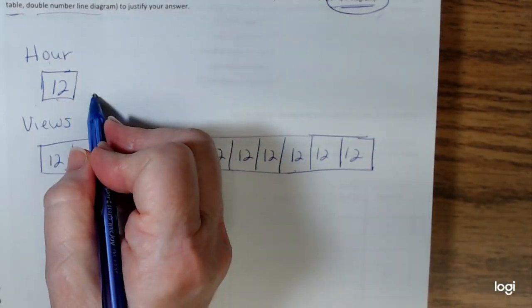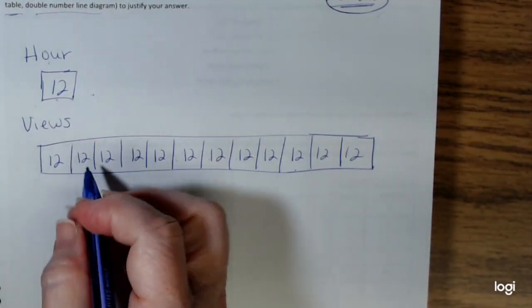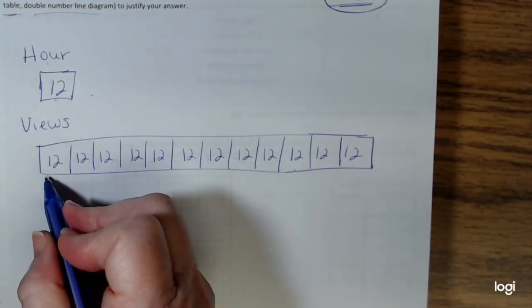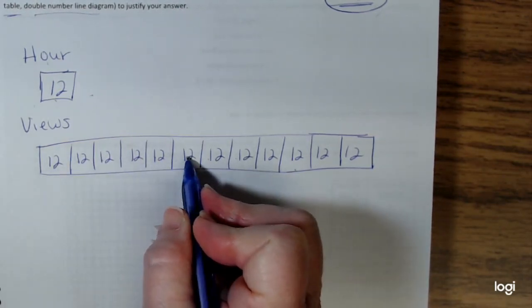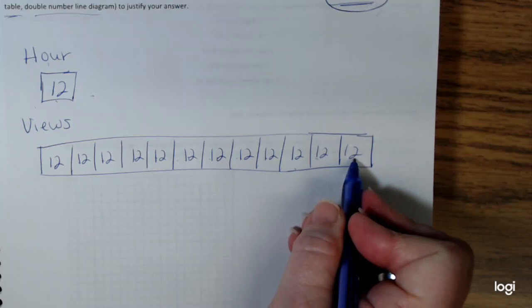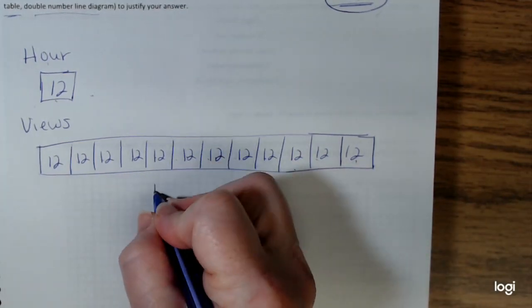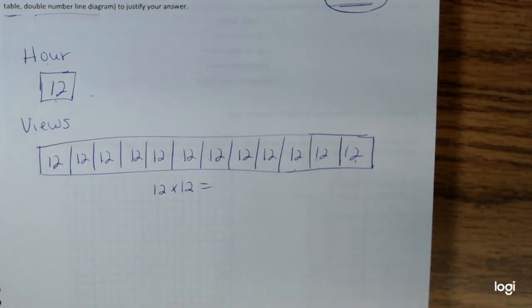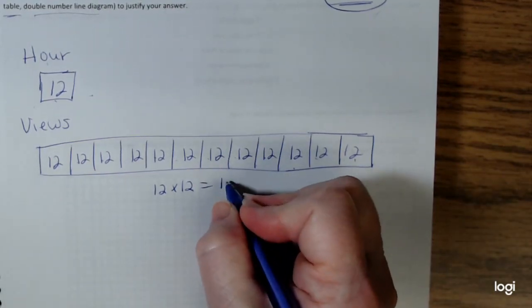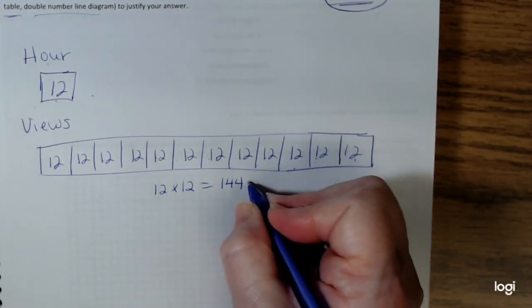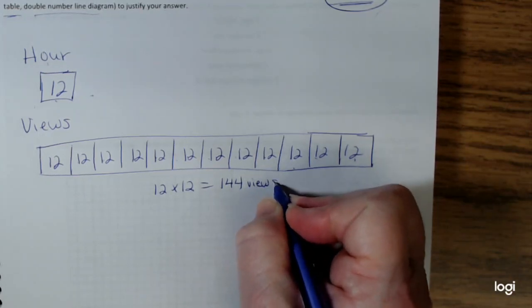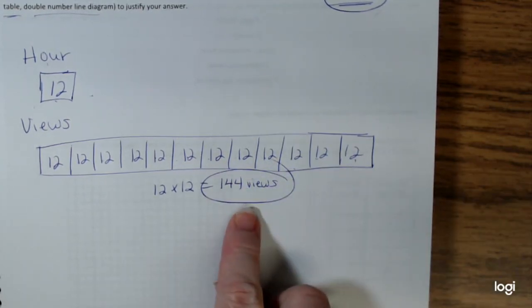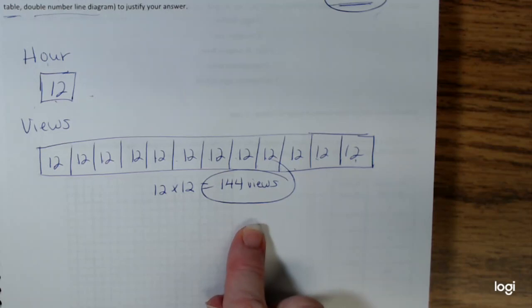So in 12 hours, how many views would we have? Well, we're going to have to take here, looks like 1, 2, 3, 4, 5, 6, 7, 8, 9, 10, 11, 12. There's 12 times 12. And some of you may know that 12 times 12 is 144. Okay, so there will be 144 views in 12 hours.